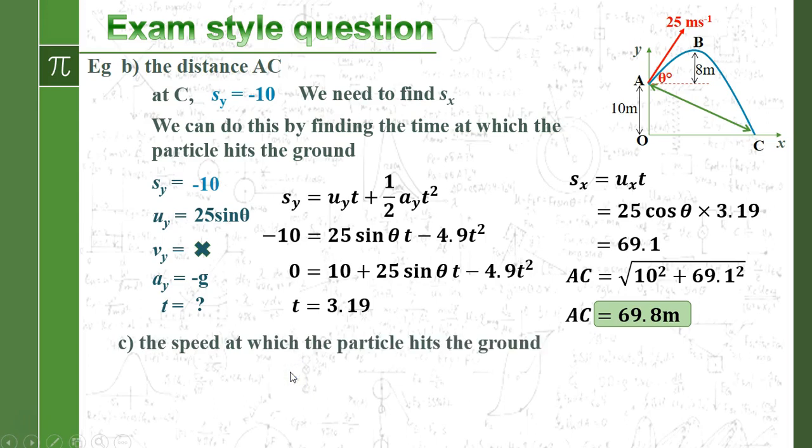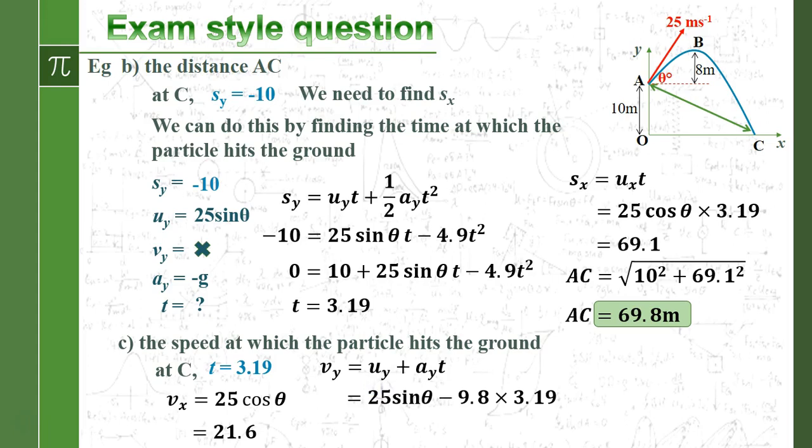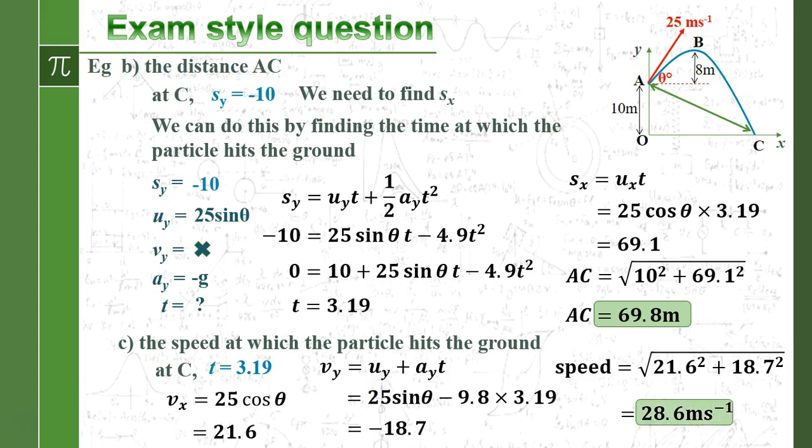Okay, and so on we go to the final part of the question, which is the speed at which the particle hits the ground. We know it's hitting the ground when t equals 3.19. So let's find our velocities at that point. Our horizontal velocity, again one that doesn't change, is just going to be the same as the initial velocity, 25 cos theta, which is 21.6 because we know the value of theta. And for our vertical velocity, we've got 25 sine theta minus 9.8 times 3.19, which is minus 18.7. Then all we've got to do now is finish off the speed, a bit of Pythagoras, and there we go, 28.6 meters per second.